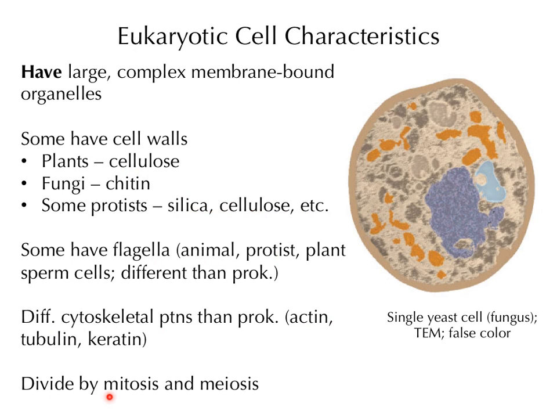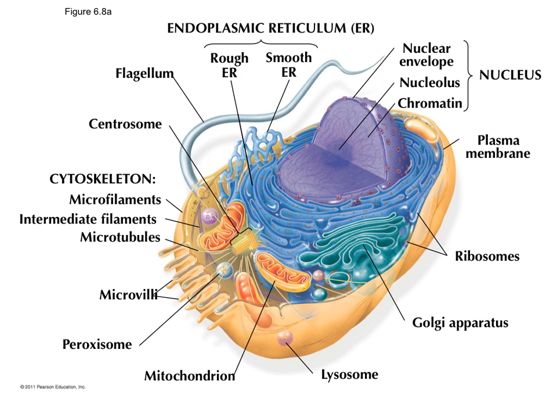Eukaryotic cells divide by mitosis and meiosis, depending on the cell type. Those are both processes of splitting the nucleus and then splitting the cell cytoplasm in half. Here's a picture of a stereotypical eukaryotic animal cell. This one does not have a cell wall. That's because it's an animal cell. You can see the different types of cytoskeletal filaments here. Here are your complex membrane-bound organelles.